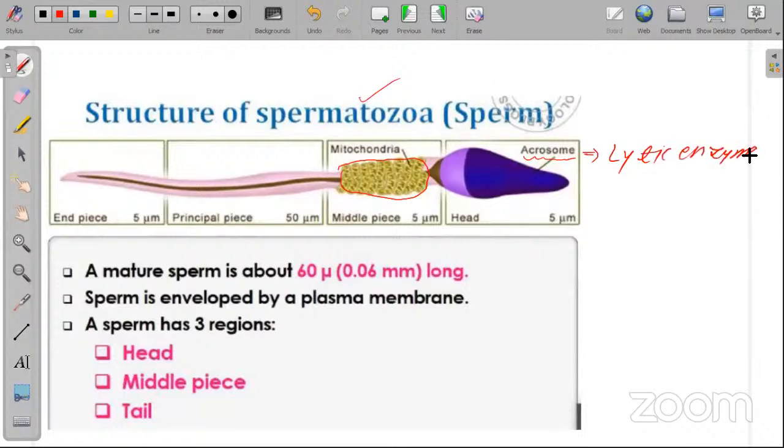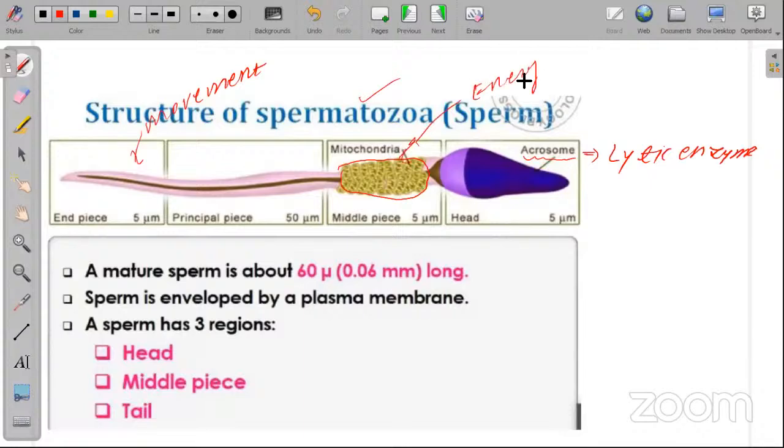Okay, and the function we already discussed, the lytic enzyme. Next, the mitochondria are present in the middle piece. Next is the tail. The tail is responsible for the movement. ये movement के लिए responsible रहेगा. This part provides the energy.